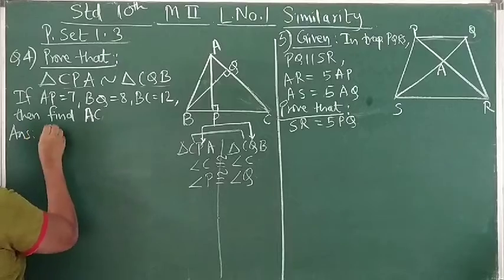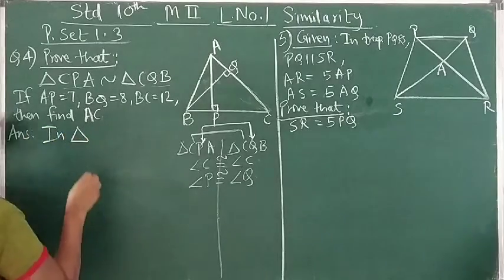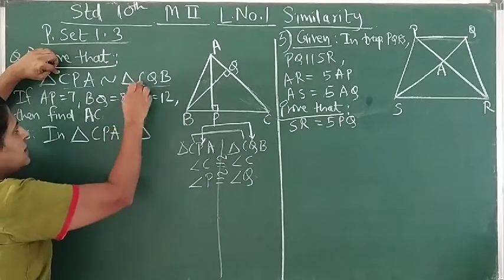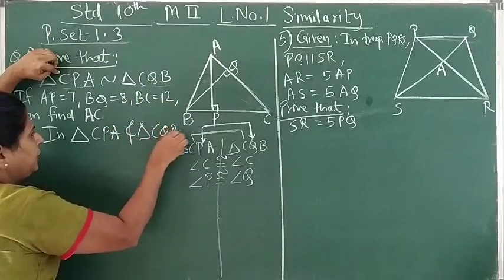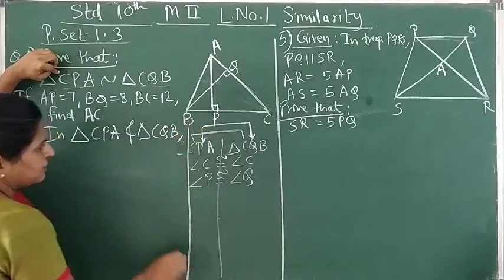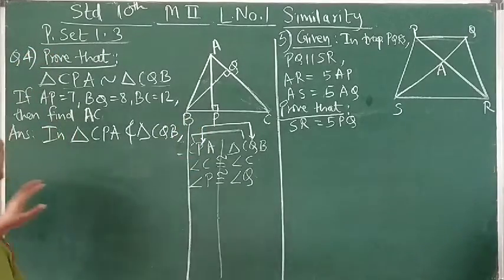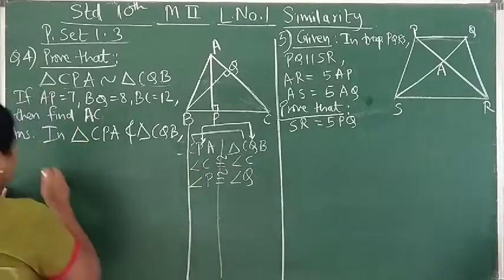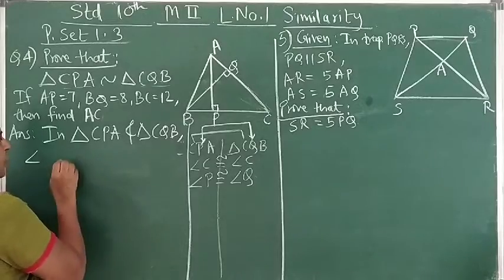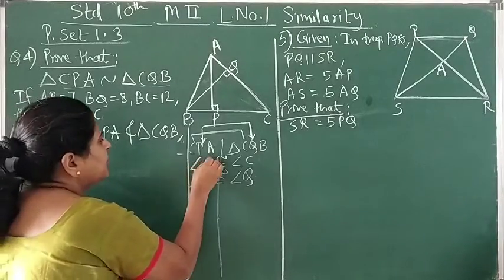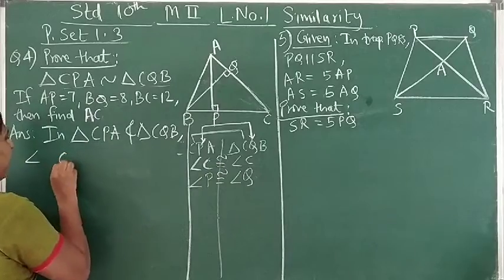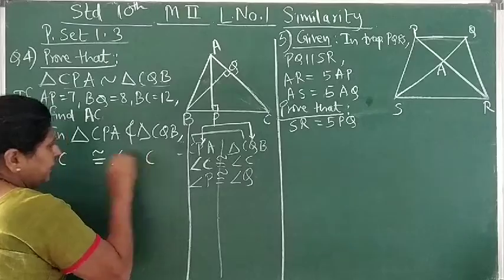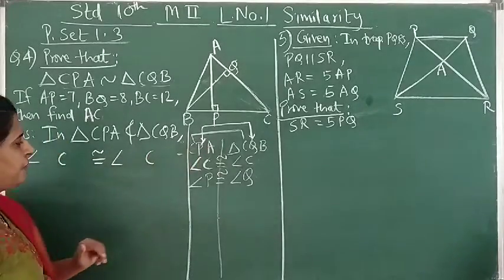We start our answer: in triangle, write the names of the triangles in the same sequence, CPA and triangle CQB. Okay, this is the rough part, students. Now the first statement we will write: angle C is congruent to angle C. When writing this, write the vertex of the angle C in the middle position, leaving some space. C is congruent to angle C. We will write the reason afterwards here.